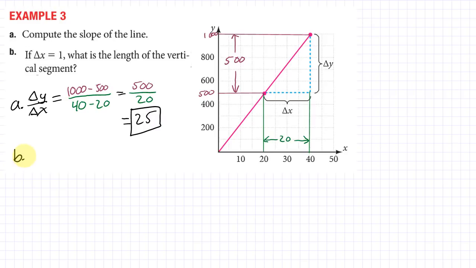Now B is asking, if delta x is 1, what is the length of the vertical segment? Well, that's like saying delta y over delta x, but I want to plug in a 1 for the delta x, and I know the slope is equal to 25, so to make that work, delta y must be 25. I'm really just explaining again the same concept I went over before, that the slope is the same thing as the change in y if x were to increase by 1.